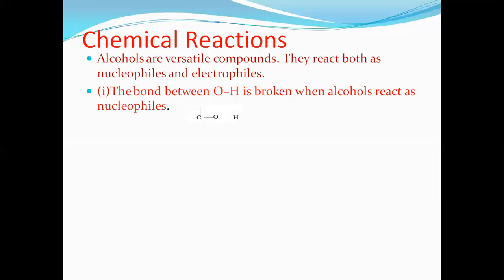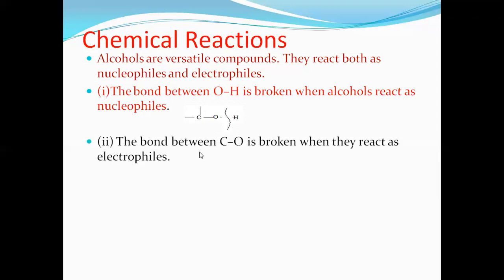You can see the general formula of alcohol: carbon, oxygen and hydrogen. When this OH bond breaks, then alcohol reacts as a nucleophile. In another case, the bond between C and O, that means carbon and oxygen, is broken when alcohol acts as an electrophile. When alcohols react as nucleophiles, the OH bond is broken. When the carbon-oxygen bond is broken, alcohol acts as an electrophile, and that is why they react with other compounds.